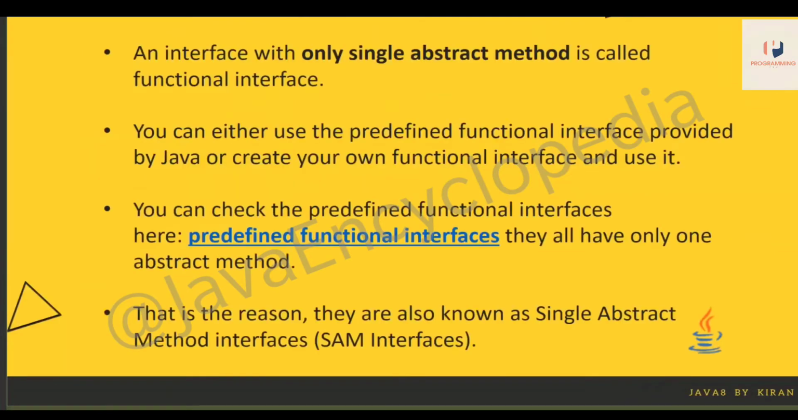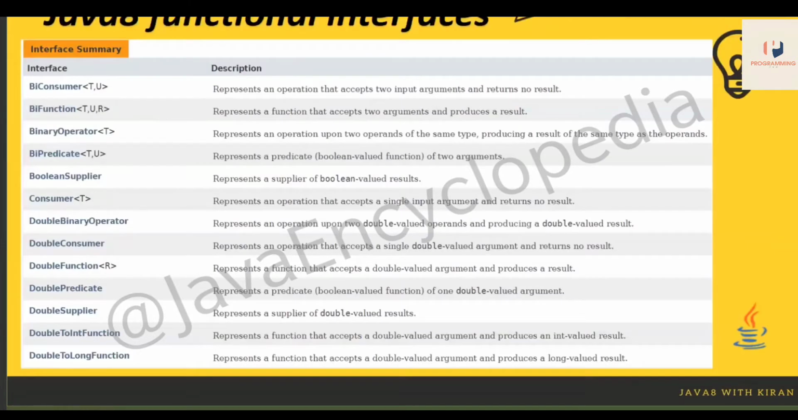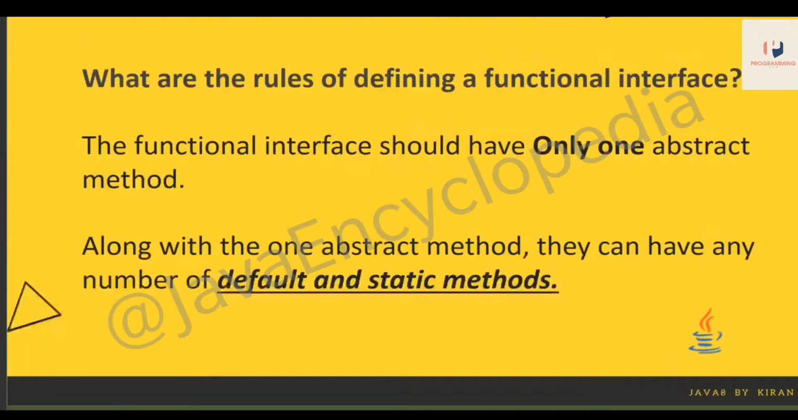A functional interface. A functional interface is a SAM, in the sense of a single abstract method. When an interface has a SAM, it is called a functional interface. So we know that there are n number of predefined functional interfaces. Along with that, we can write our own. These are all predefined functional interfaces, and we can write our own.